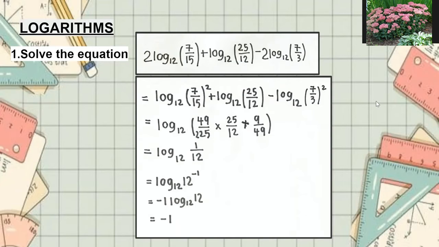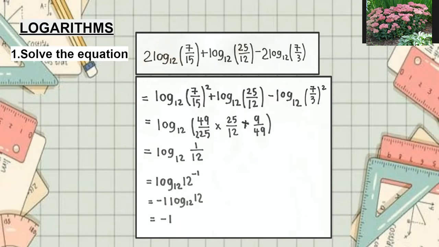And the plus 1, we change it into times, so we will get 25 over 12. And for 7 over 3, the symbol of negative is equal to division. But after we square, we will get 49 over 9. So we change it into times so that the 49 will be the denominator for the number. So we multiply the number and we will get 1 over 12.